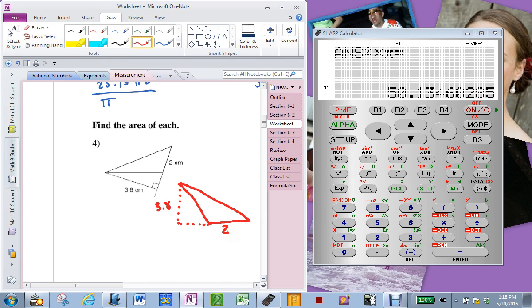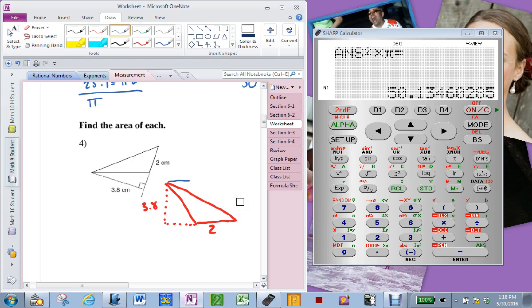Does everyone agree that that's the same shape? Everyone sees that? Now, if I do this, how long is this side? 2. And how long is this? 3.8. How do you find the area of that rectangle? Length times width, wouldn't you? But I didn't need the whole thing. I only needed half of it, didn't I? So wouldn't it have been base times height divided by 2?